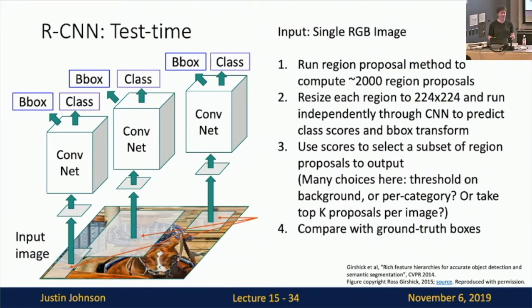Another option here would be to set a threshold per category, right? Because our classification network is actually outputting a full distribution, giving us a score for background as well as a score for each of the categories.